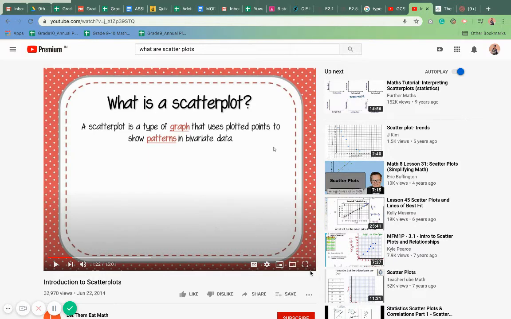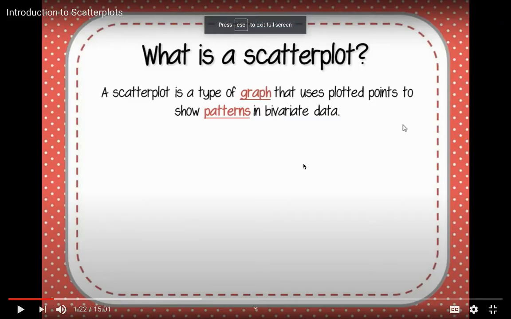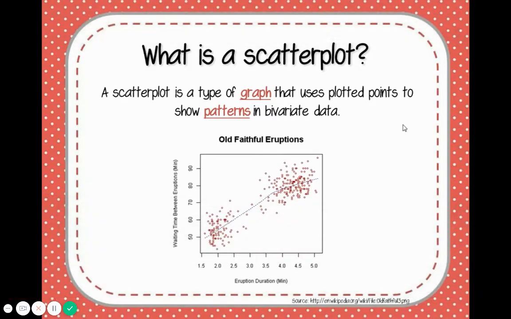Let's actually look at a real life example to understand what I'm talking about. Another thing about a scatter plot is that whenever I make one and find a pattern, it will help me predict what may happen in the future. So, here's our example of a scatter plot.